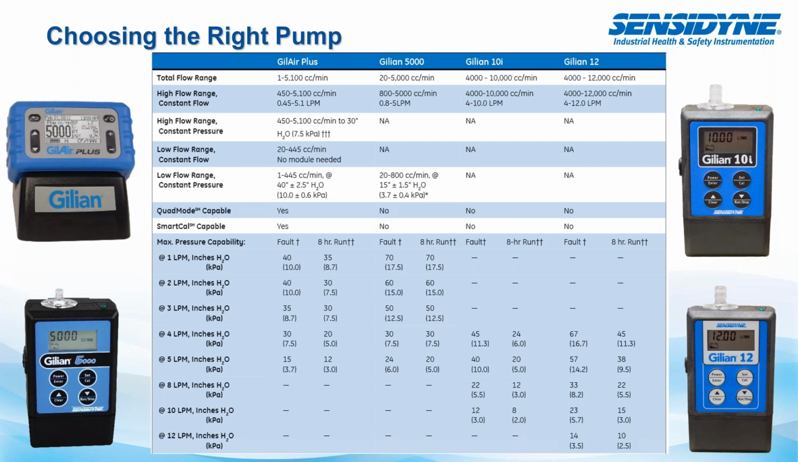So if you know that you're in a, I would say, dusty environment or have a high potential of loading that filter, you might want to select a pump that has a higher back pressure capability to avoid that pump faulting out from an over back pressure fault condition. As you can see, we can move up into those higher flow pumps. Our Gillian 10i goes up to 10 liters per minute. Our Gillian 12 goes up to 12 liters per minute. And you can see that those have bigger pumps, a little bit better motors. And because of that, they have higher back pressure fault capabilities. So if you needed to sample at 4 or 5 liters per minute, you might want to move up to one of those higher flow pumps for the reason that it has a higher back pressure capability threshold.